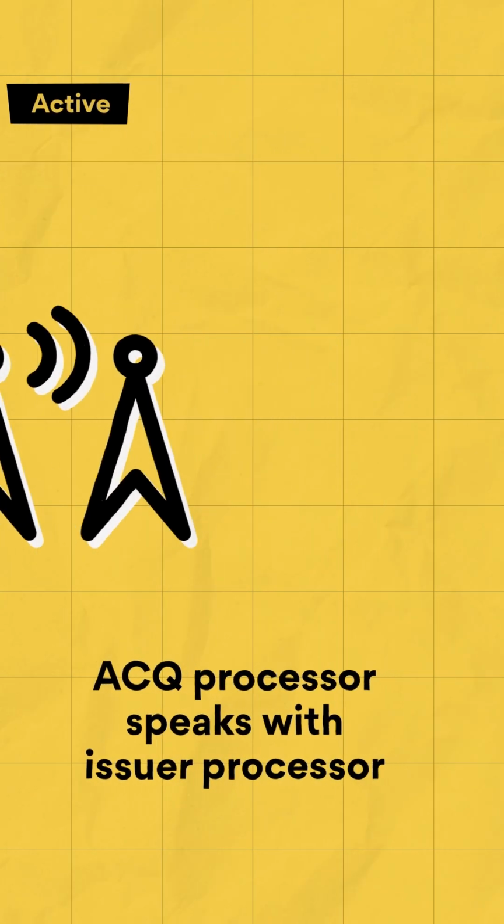If it all checks out, then the issuer processor relays an authorized message through the network, which then goes to the acquiring processor, and finally all the way to the merchant via the payment terminal. Everyone's used to this process being fast and easy, but there's a lot going on in the background, and now you know.